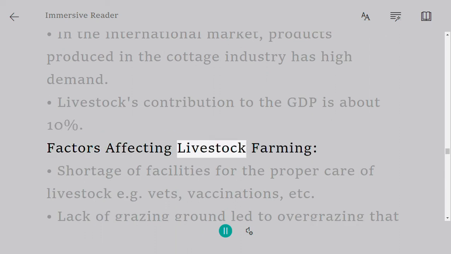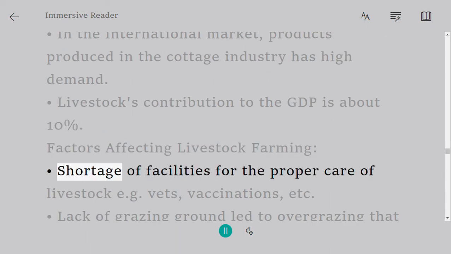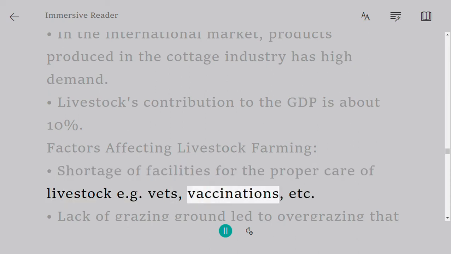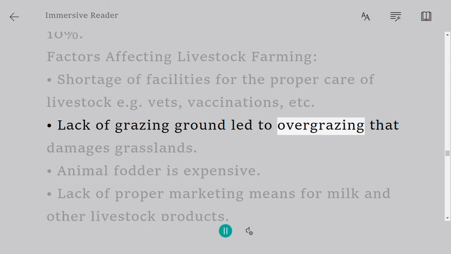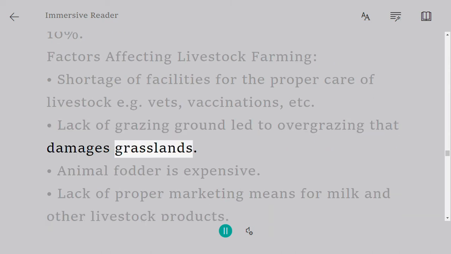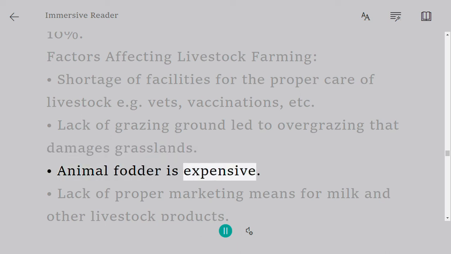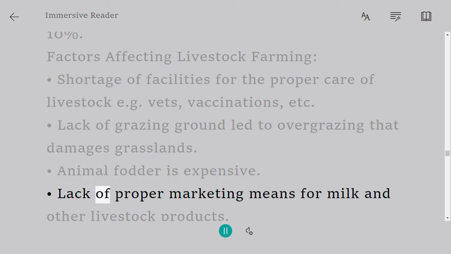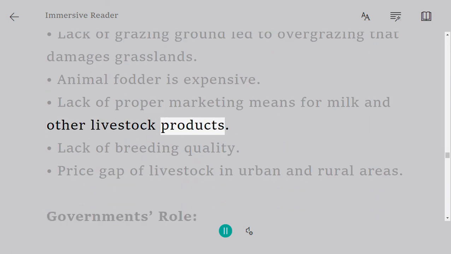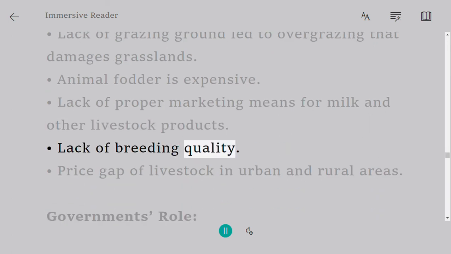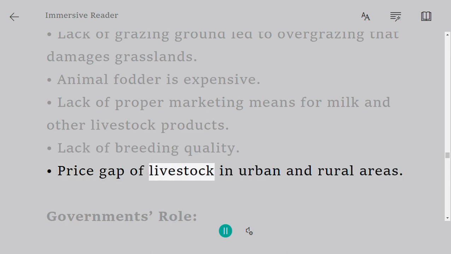Factors affecting livestock farming. Shortage of facilities for the proper care of livestock, e.g. vets, vaccinations, etc. Lack of grazing ground led to overgrazing that damages grasslands. Animal fodder is expensive. Lack of proper marketing means for milk and other livestock products. Lack of breeding quality. Price gap of livestock in urban and rural areas.